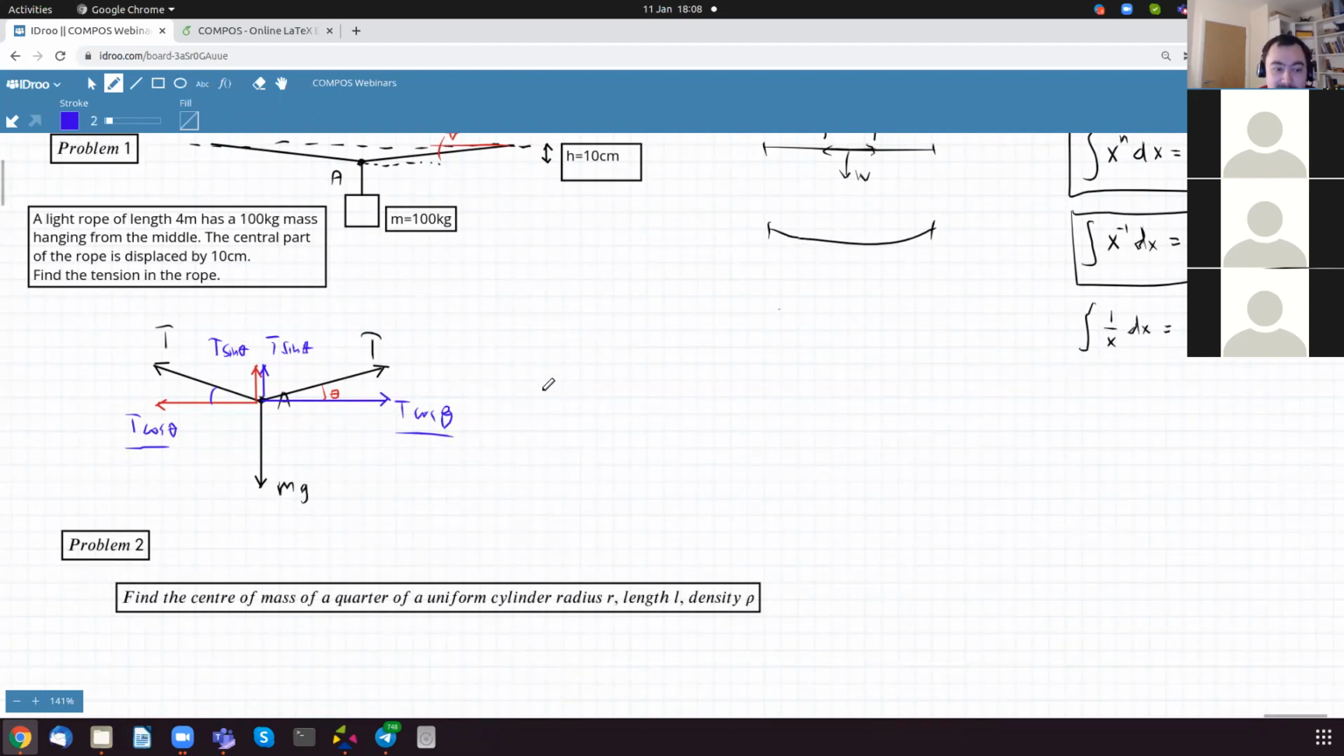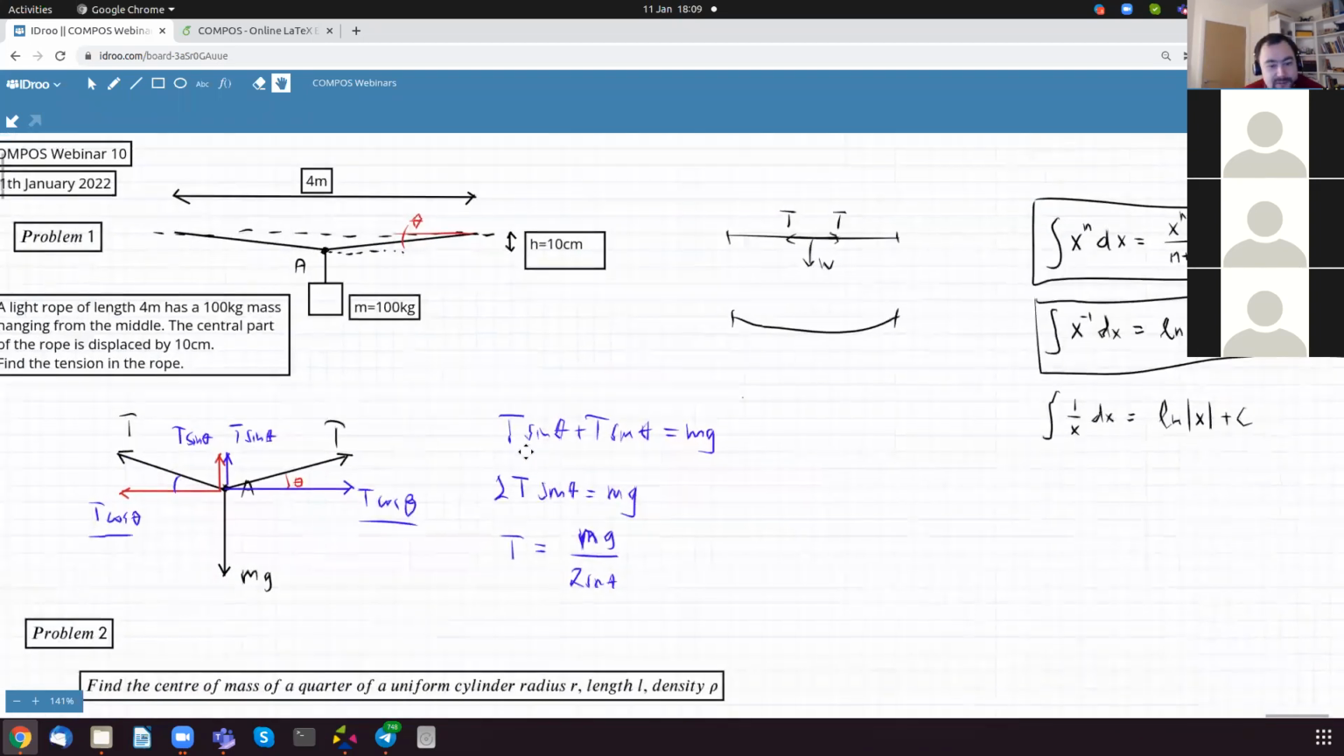The vertical forces, however, give us new information: T sine theta plus T sine theta is equal to mg. So 2T sine theta is equal to mg, and T is equal to mg divided by 2 sine theta. So we only need sine theta now to find the tension.